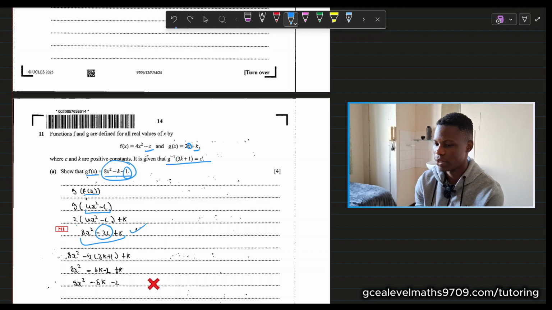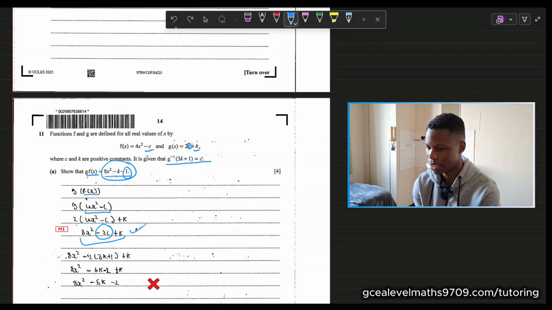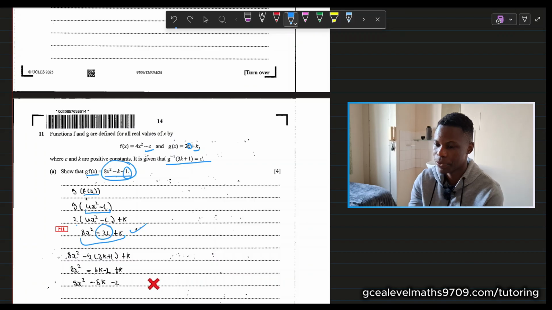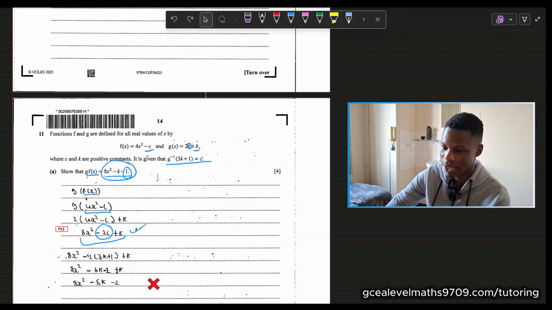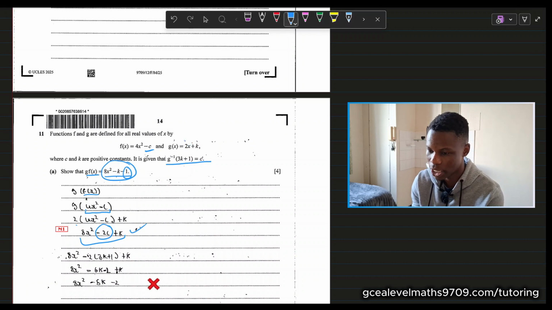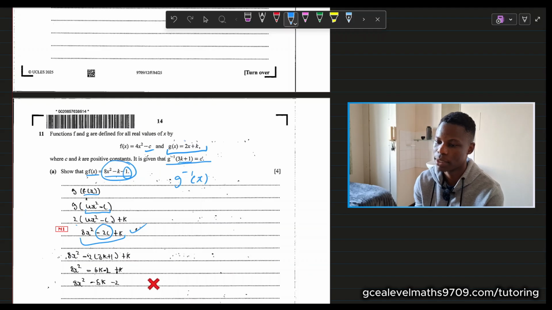I think, from what I'm seeing, there are two ways you can approach this, because we want to rewrite c in terms of k. So we need a relationship between c and k. Given the information they've given you, you could either find g inverse using g of x, find g inverse of x. Once you have that, you just substitute x with 3k plus 1, and whatever result you get, you equate to c, and you can then substitute that in there.